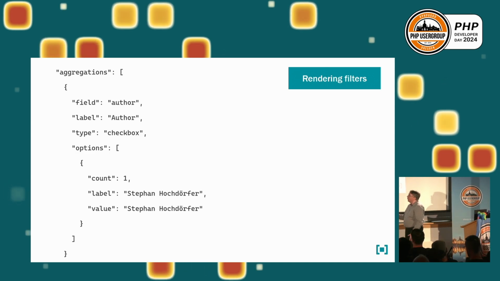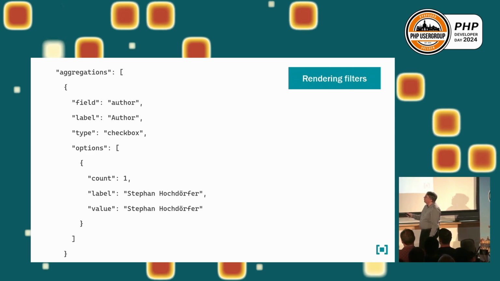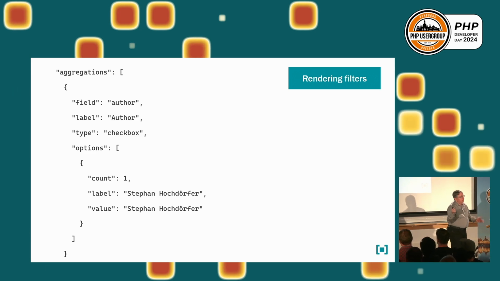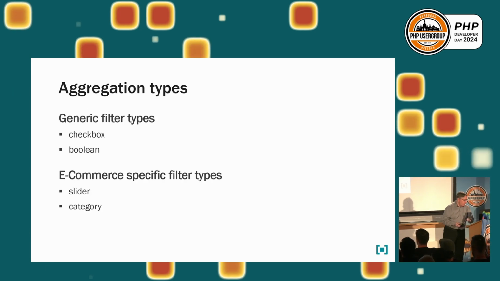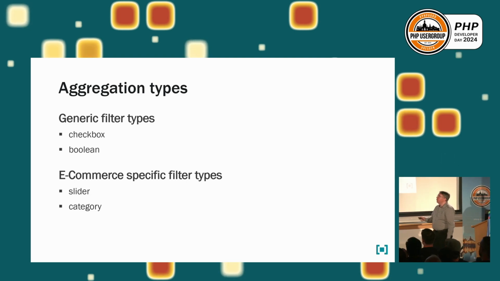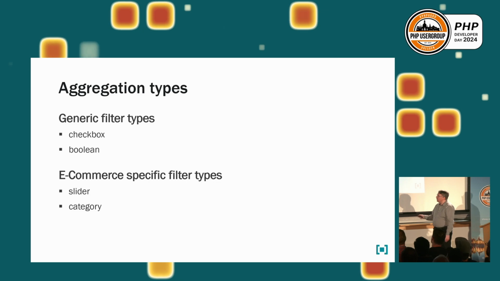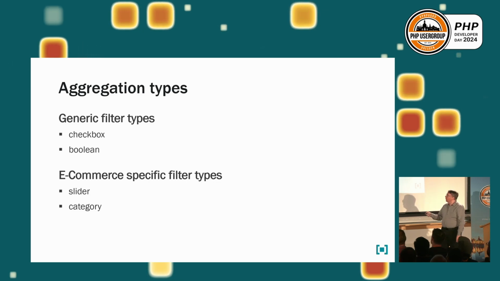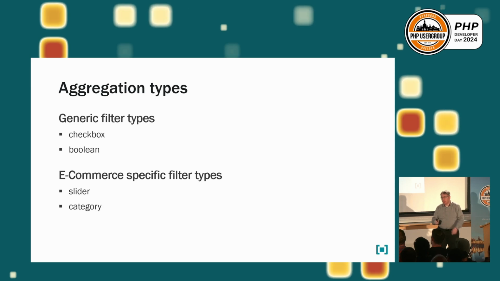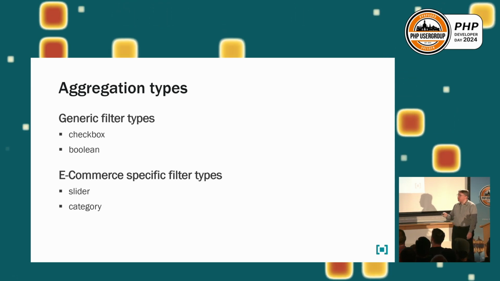Since I'm the only author in this example, it's just me that exists. You can get different types of filters back that you then can use in your UI to render stuff. There are a bunch of generic filters like checkbox or Boolean filters, and again, some e-commerce specific ones like a slider or a category. Galley, for example, is using the slider for the price selector, where you want to select between minimum and maximum price for your products.